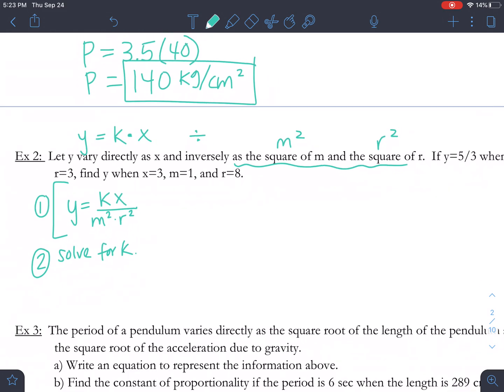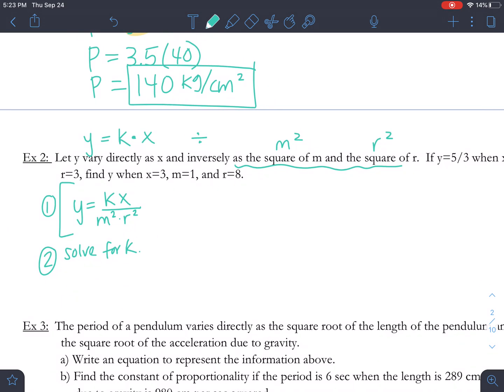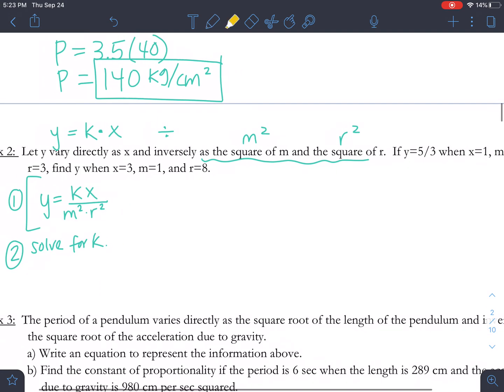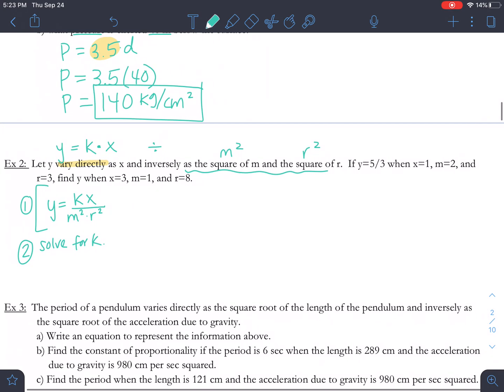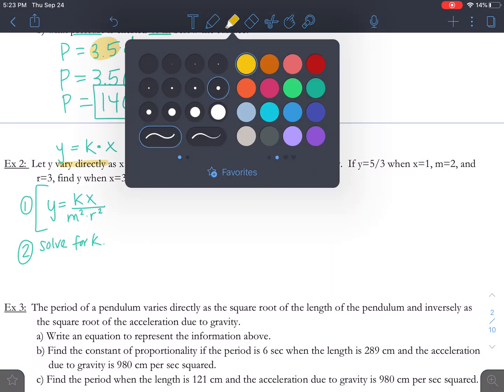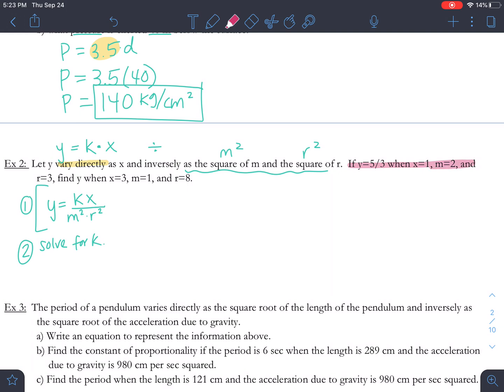So notice it's not going to say that though. It's not going to say, oh, find the constant of proportionality. We just have to know that when we see these problems. And again, how do we know this is special? Because it says varies directly. If y is 5/3, when x is 1, m is 2, and r is 3, then find y, and so on. So the first thing we want to do is start off with this part I'll highlight in red here. We're going to start off with this info and solve for k.